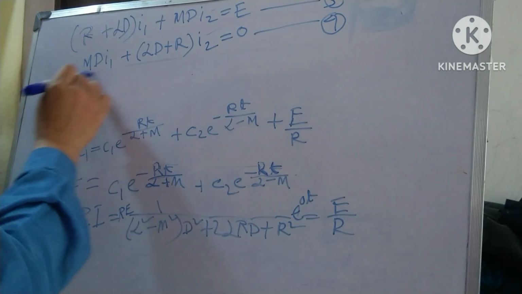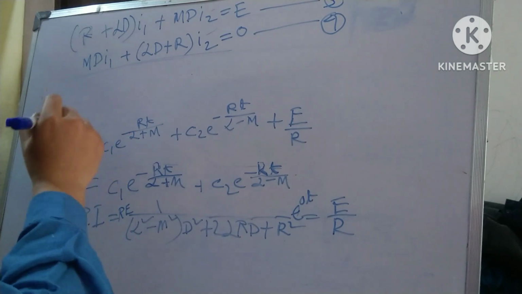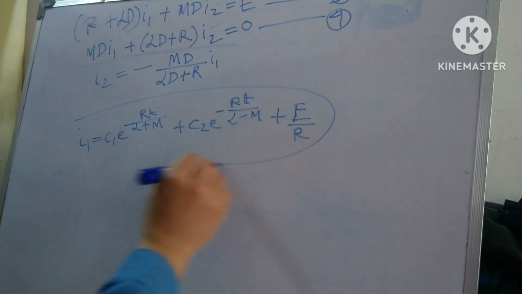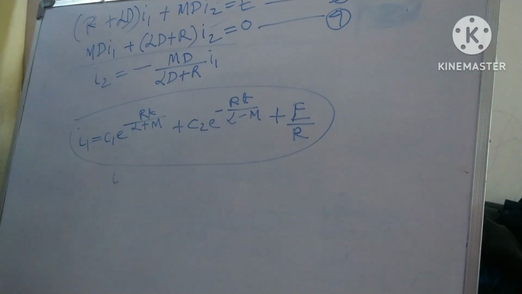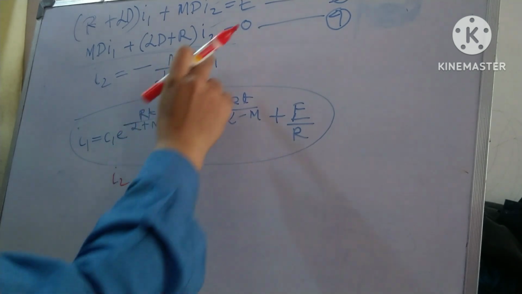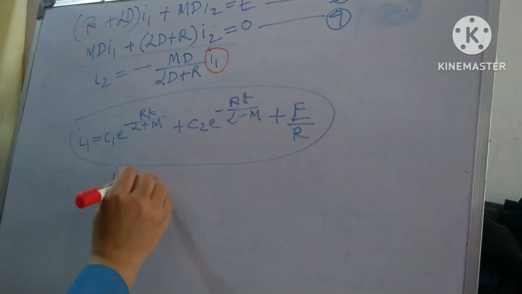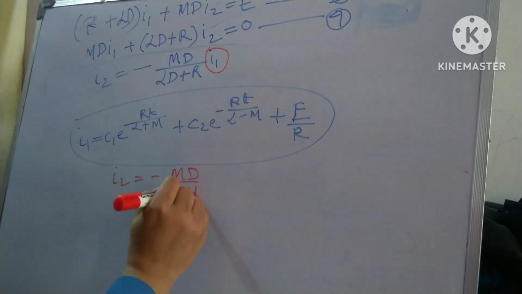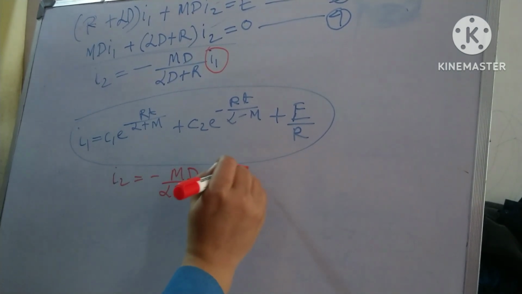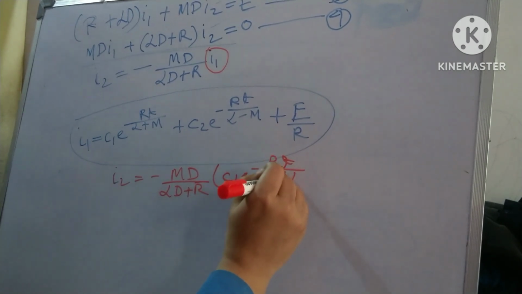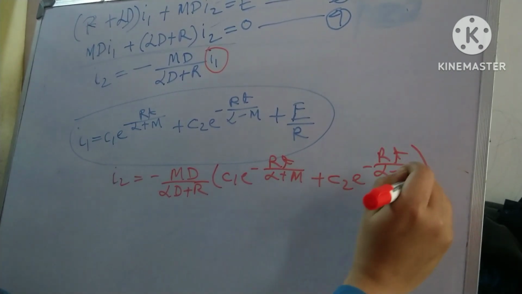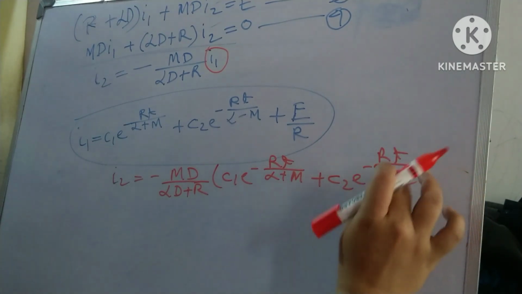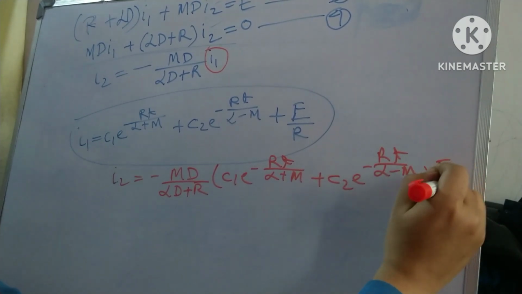Now I want to find the I2 equation. So what is my equation? Friends, you see this is my I1 value, and I get I2. I2 equals, just putting in the value of I1, minus MD divided by LD plus R into C1 e to the power minus RT divided by L plus M, plus C2 e to the power minus RT divided by L minus M, plus E by R.